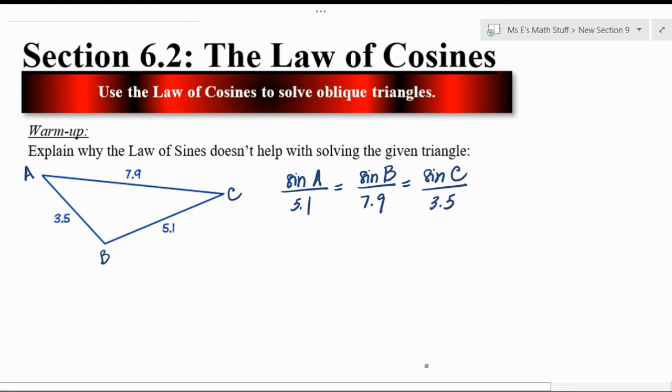And so the problem is because you don't have a complete ratio.